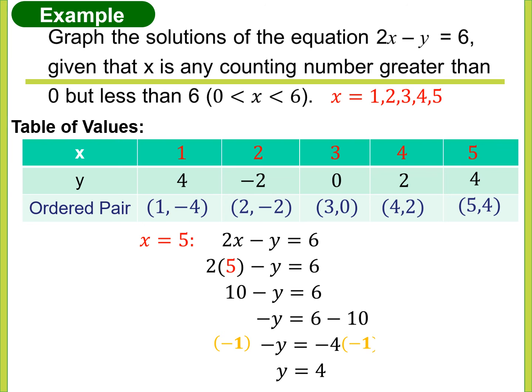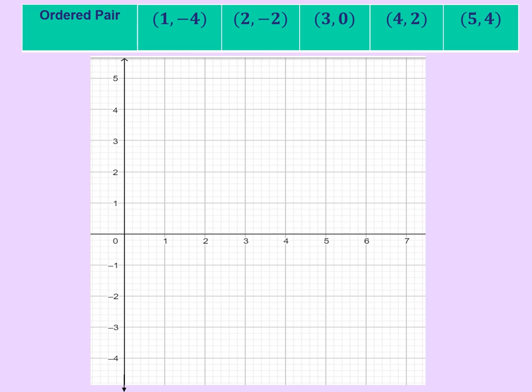Now that we completed our table of values, we are going to graph. So graphing 1, negative 4, so we have that 1. And then graphing 2, negative 2, then plotting the point 3, 0, then 4, 2, then 5, 4.